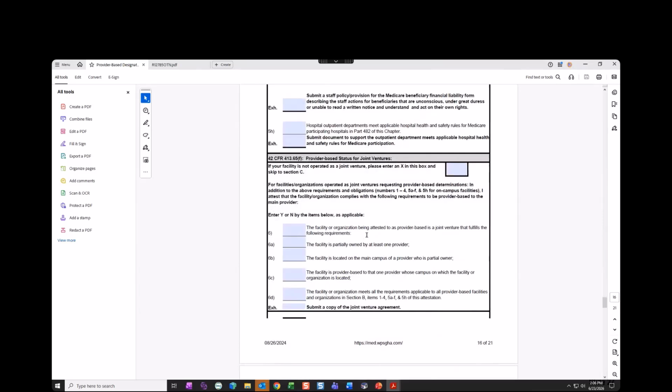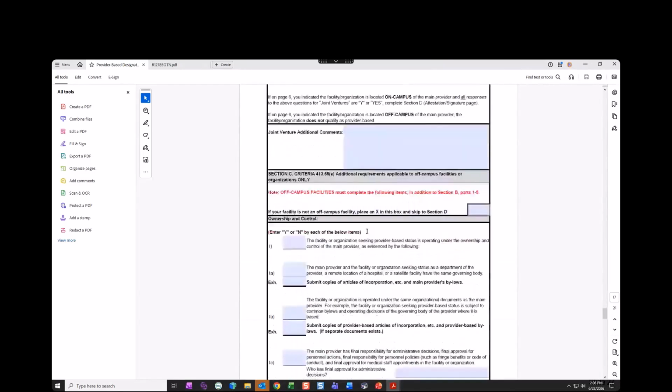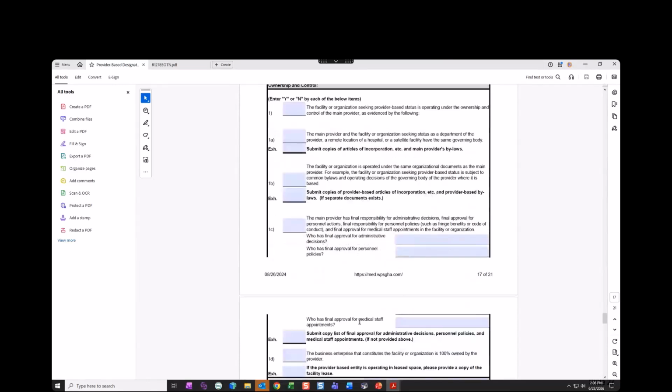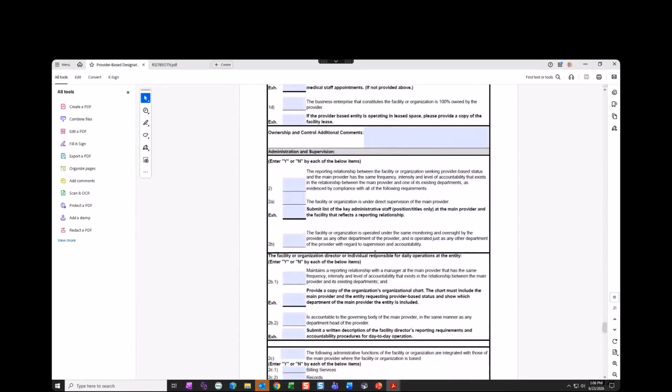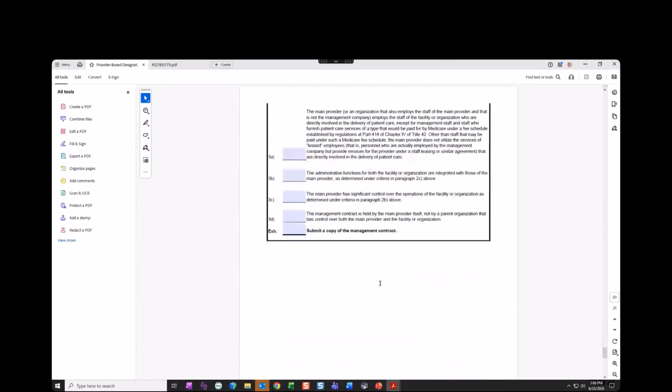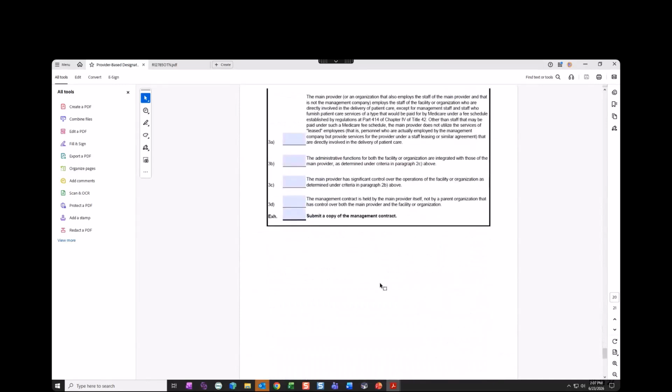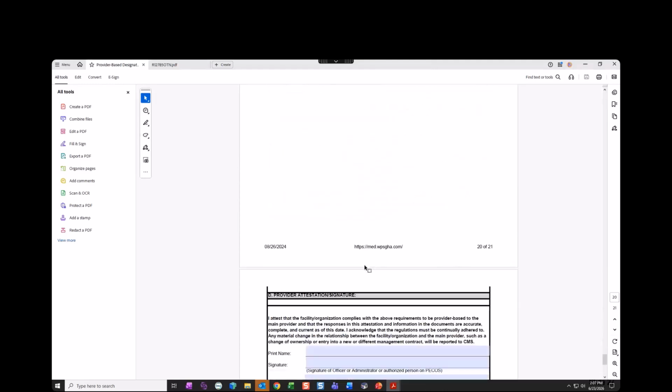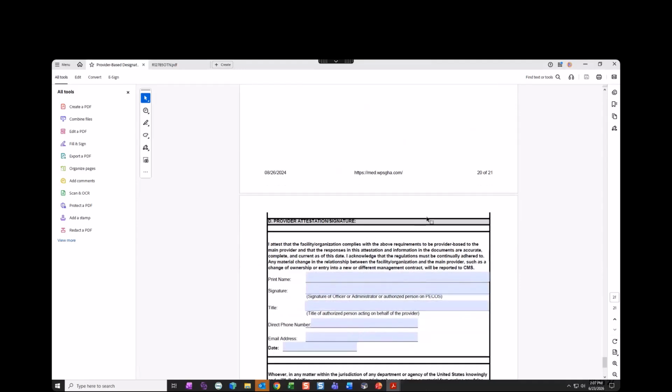Some joint venture stuff, that's your provider-based issue. Ownership and control. Administration and supervision. Management contracts. So you can see it's a 21-page document, which again has become less and less common up until now. But now the big concern is with all these different units that are going to need to be filing these, we really hope CMS streamlines this and figures out what steps they really consider critical, and maybe the other steps are optional for that point.